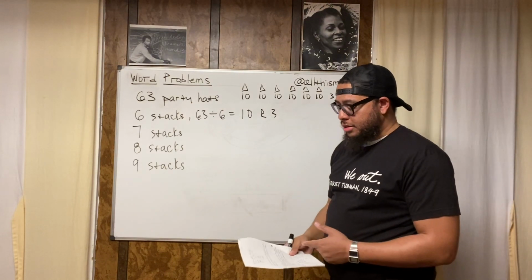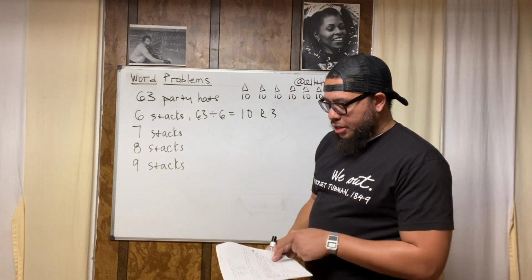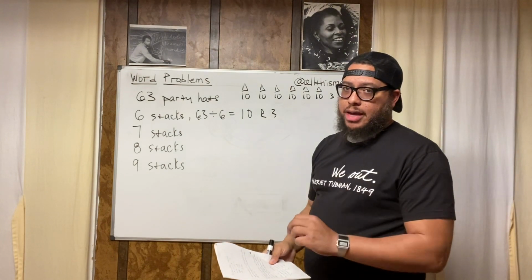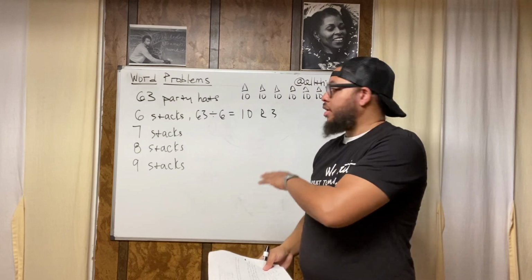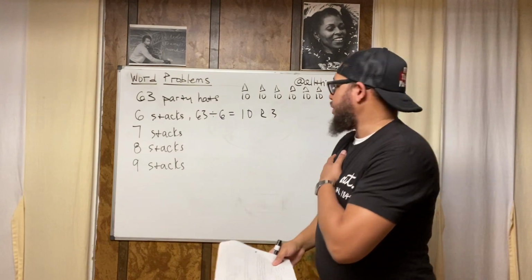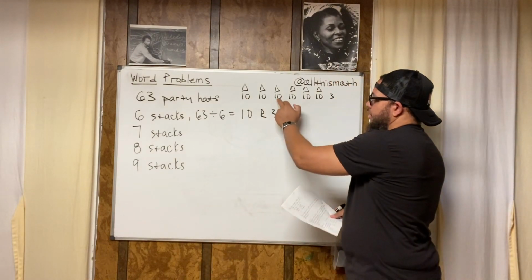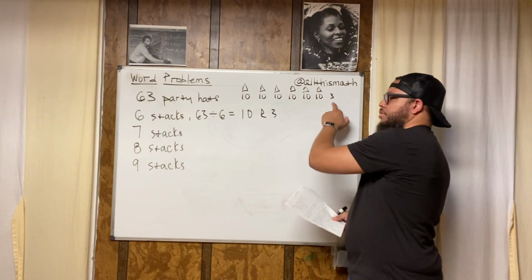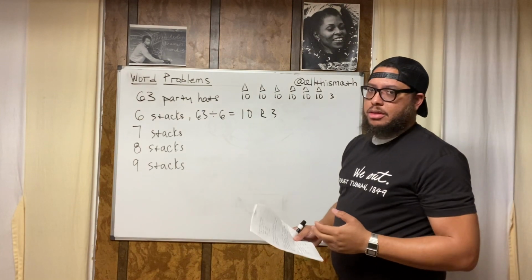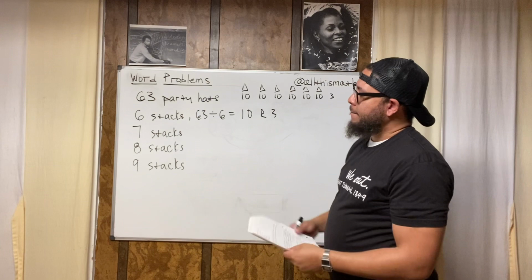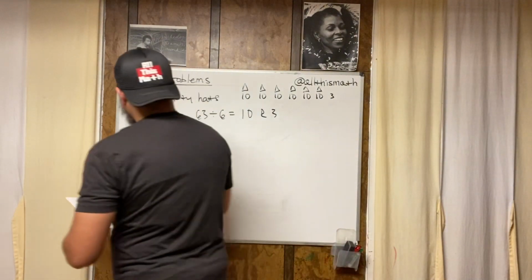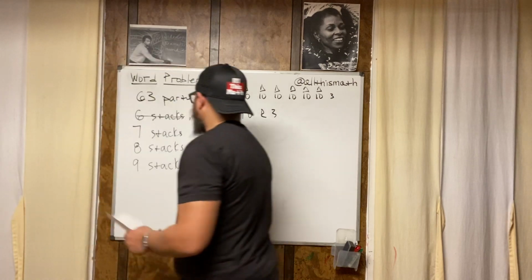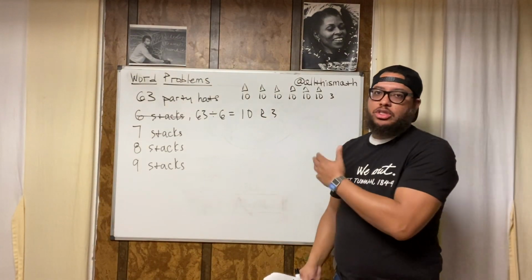But the problem says all the stacks have the same number of hats. So that's why we got to read and comprehend first before we even start getting into the math. All the stacks have the same number of hats. Here I got 10, 10, 10, 10, 10, 10, and 3. 3 is not the same as 10. So what does that tell us? She can't have 6 stacks. So that's not an option. Cross that off. But this is one way to solve this problem.